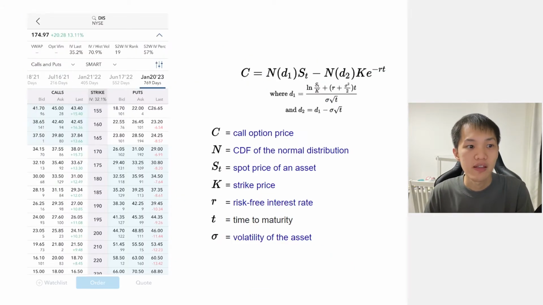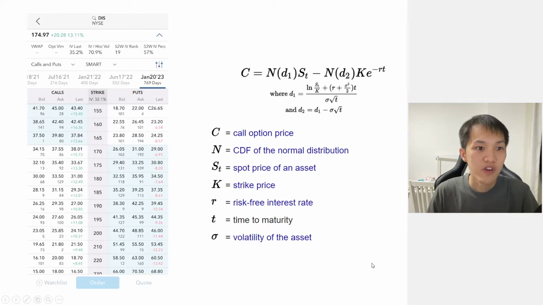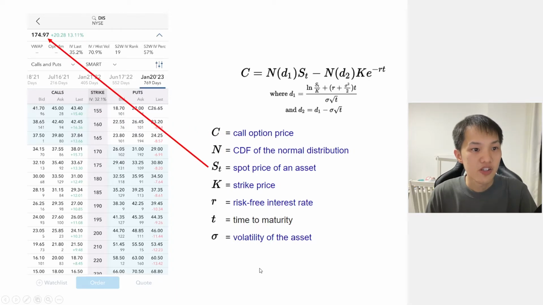Just now I mentioned that we need parameters as inputs into the formula to calculate the option value. What are those inputs? We'll go through each of them here. To illustrate, I'm using the Interactive Brokers interface to show you how you can look up the parameters. The first one is the option price, which is shown in this entire column here. The second one is the spot price. Spot price is basically the price of the underlying, or the stock that we are interested in.